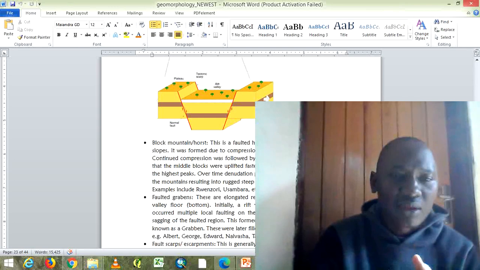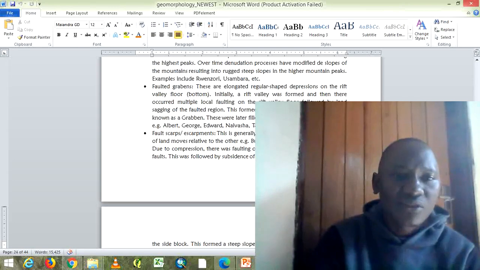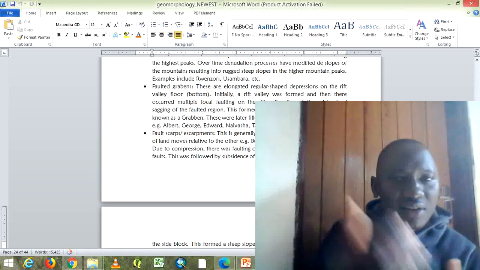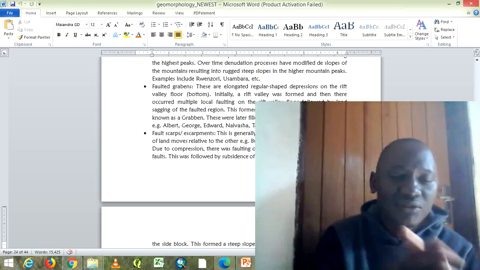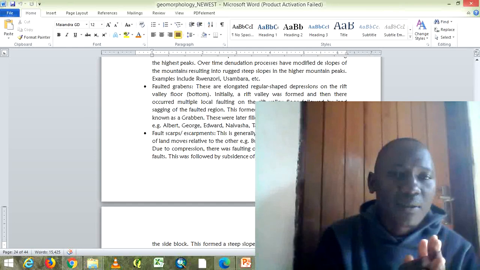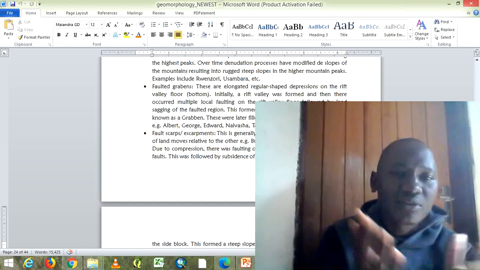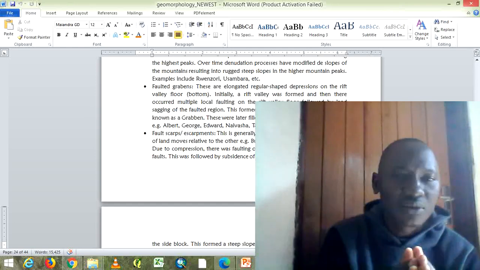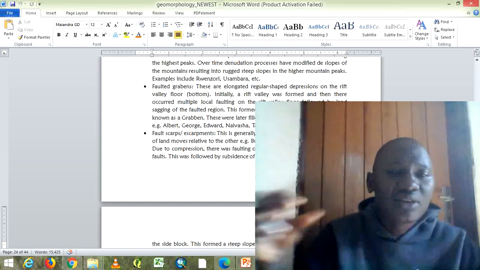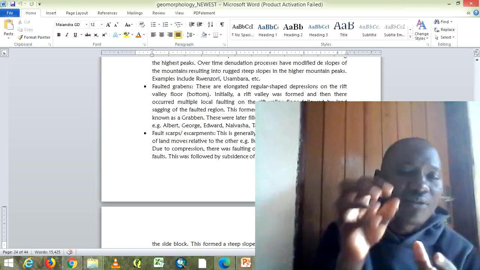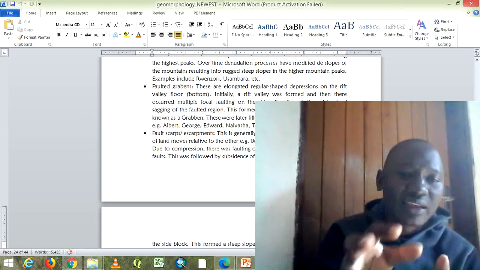Whichever process you want to use, all this can help us to explain the formation of a block mountain. Faulted grabens, these ones we said are depressions formed on the Rift Valley floor as a result of localized secondary faulting on the Rift Valley floor. The same process which led to the formation of the Rift Valley leads to formation of the faulted graben. Only that grabens are localized. They are not elongated troughs.